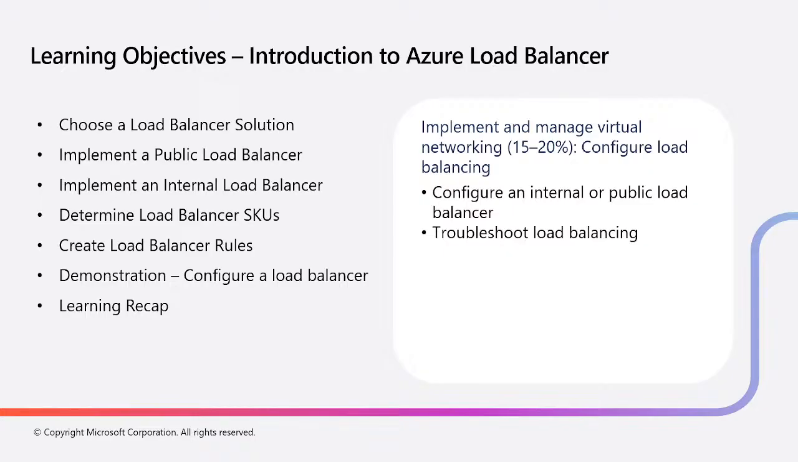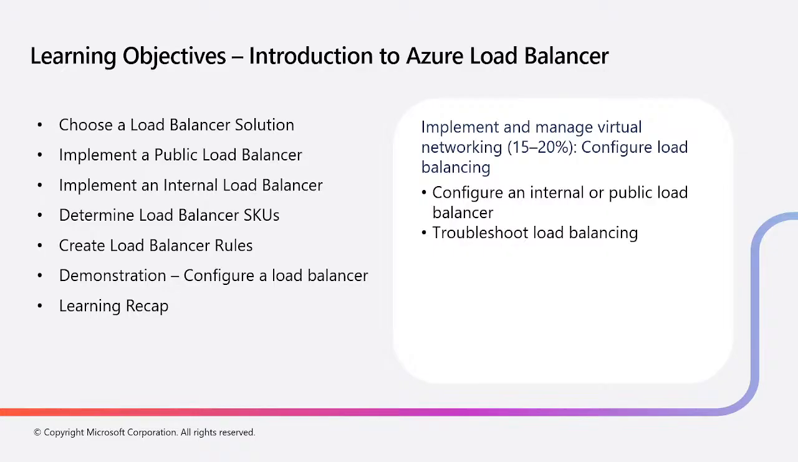Are you looking for a network load balancer, which is the layer 4 load balancer, or are you looking at implementing a layer 7 load balancer, just like the application gateway? So we are going to look at how to choose a load balancer based on some prerequisites. We are going to look at how to implement a public load balancer and how to implement an internal load balancer.